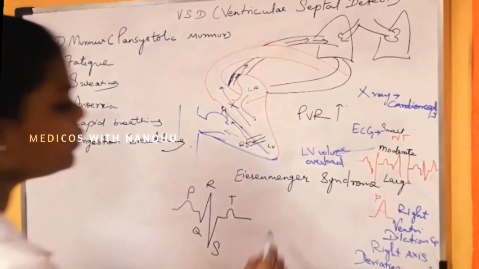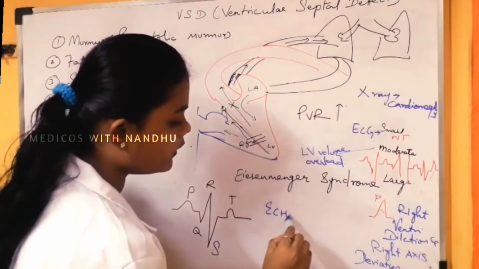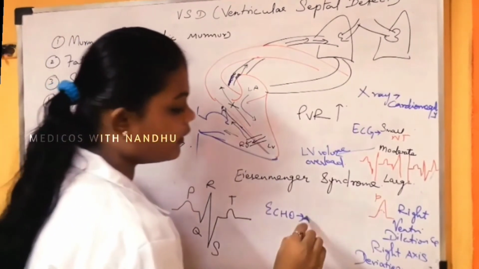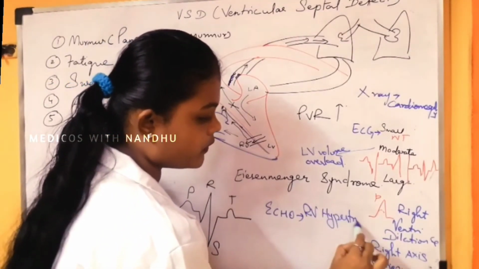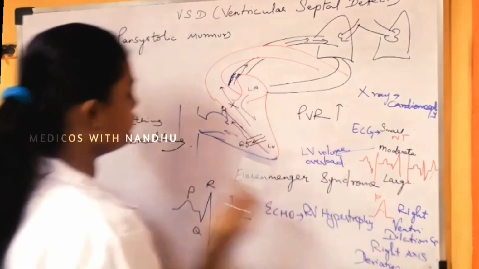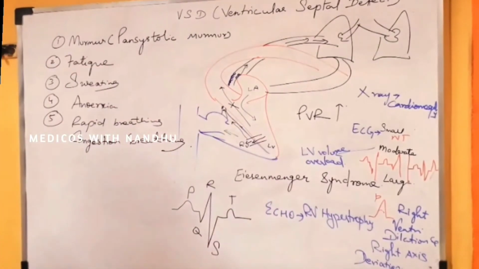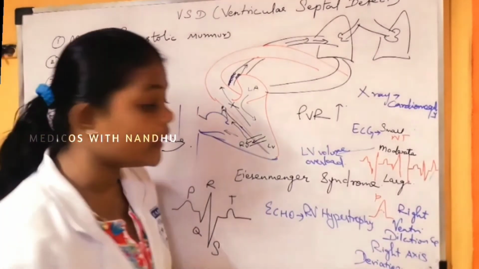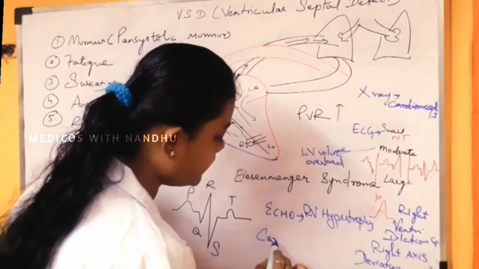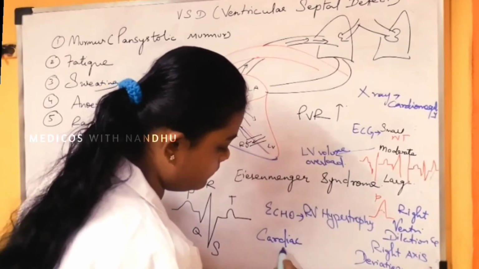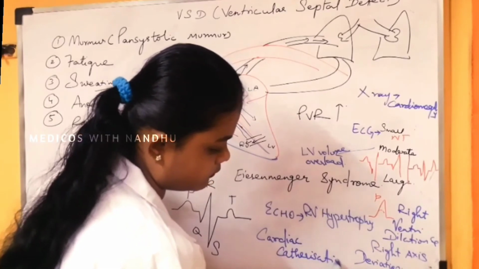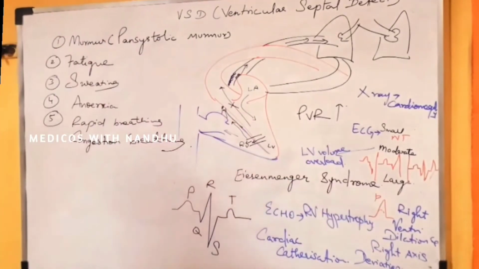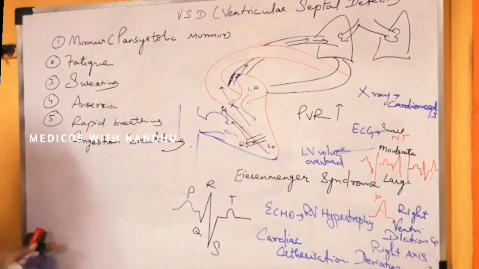And coming to echo, in echo there will be a right ventricle hypertrophy or enlargement. Okay, right ventricle hypertrophy will be there or enlargement. This is about diagnosis, and cardiac catheterization can also be done. Okay, next. So some associated defects are also present here.